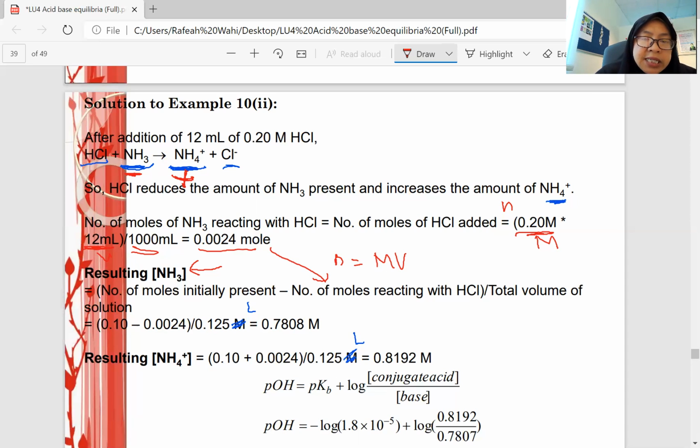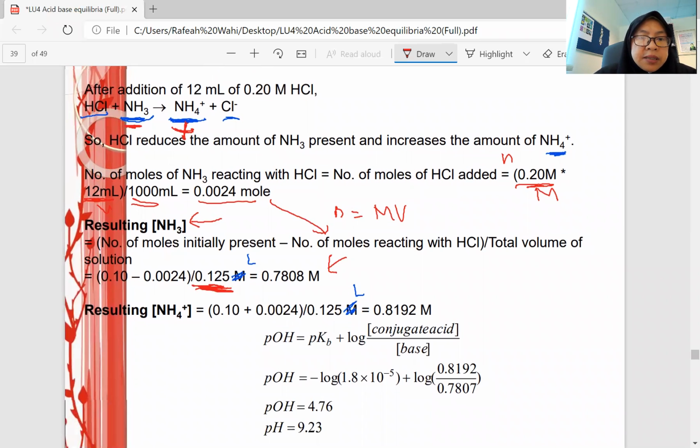It is mentioned in the question for example 10.2 that the resulting volume of the buffer plus HCl is 0.125 liter, or 125 ml, and you convert it to liter. So you get the answer for the concentration of the resulting NH3. And then what happened to the resulting ammonium salt? It will increase. The concentration will increase.